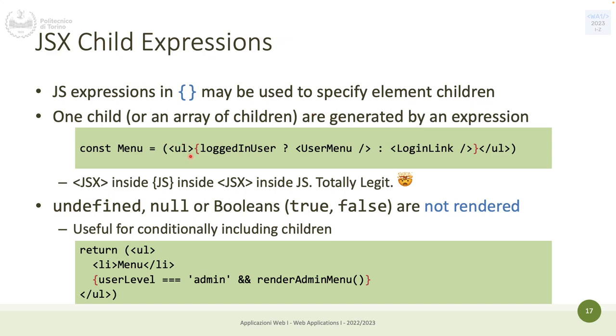Since all of this is JavaScript, you can also specify conditionally which components you want. So you can say, I have a list, and if this property, the variable logged in, is true, then render the component user menu. Otherwise, render the component login link. So this is totally legit and it's conditional because this is JavaScript in the end.